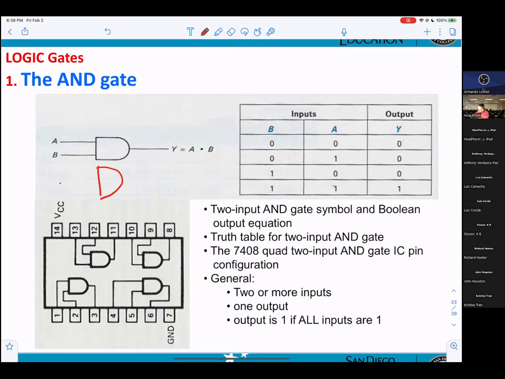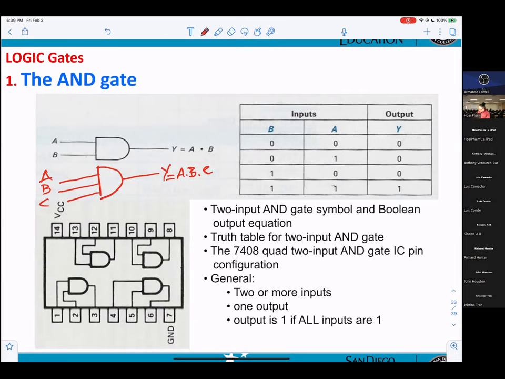One, two, three. They can be A, B, C. However, Y equals A times B and C. Okay? In order to make it easy to know, you have to know this one.